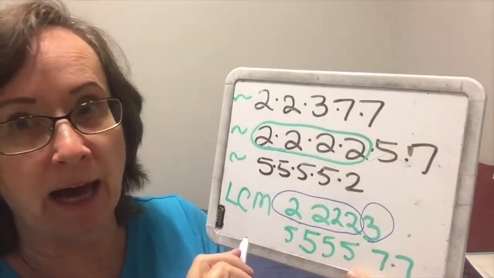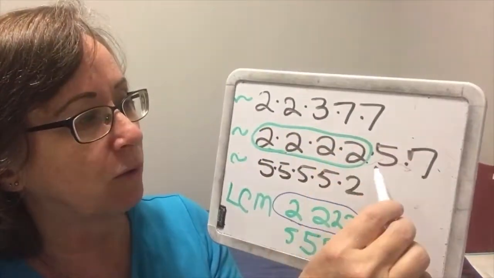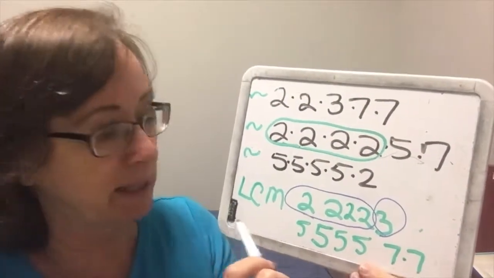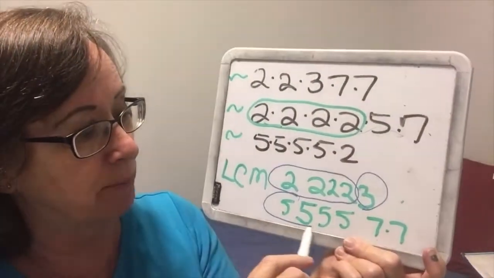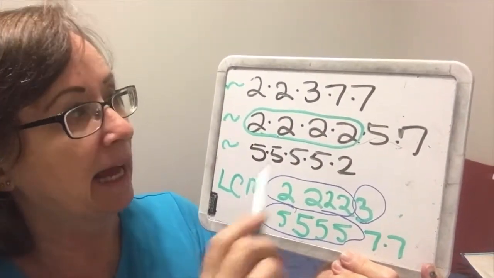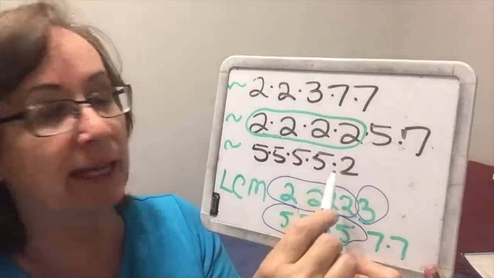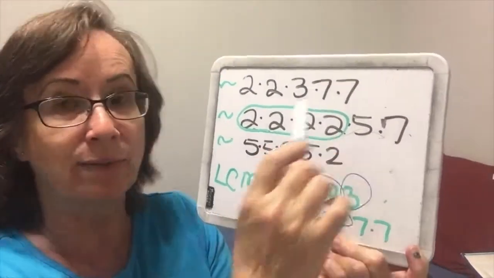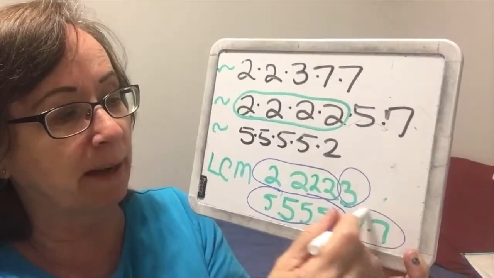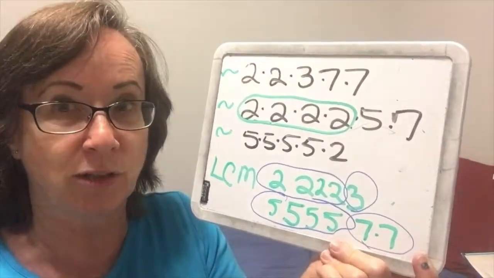Then I look at my 5s. I have no 5s, 1 5 and 4 5s. Since I have 4 5s in one number, my LCM must have 4 5s. And lastly, I have 2 7s, 1 7, and no 7s. 2 7s is the most number of 7s that shows up in any number. Therefore, my LCM must have 2 7s.